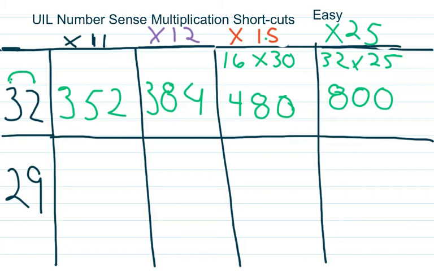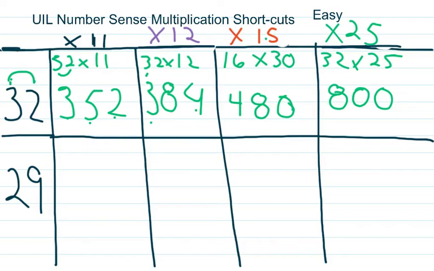So again, let's reiterate what I did at the beginning. First, we had 32 times 11. You write down the 2. You add 2 plus 3, which is 5, and you write down the 3. For 32 times 12, you double the 2, which is 4. You double the 3, which is 6. 6 plus 2 is 8. And then you put down the 3.